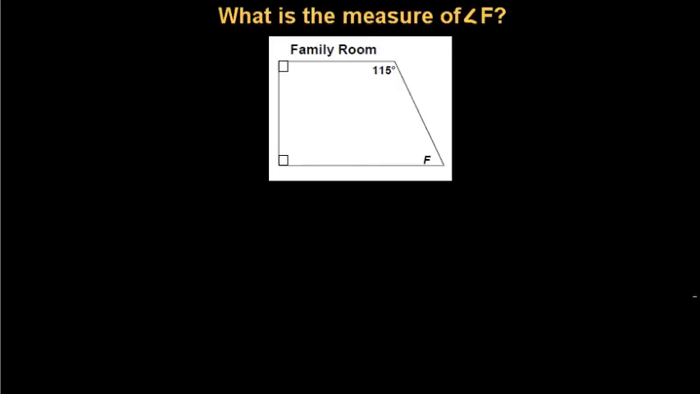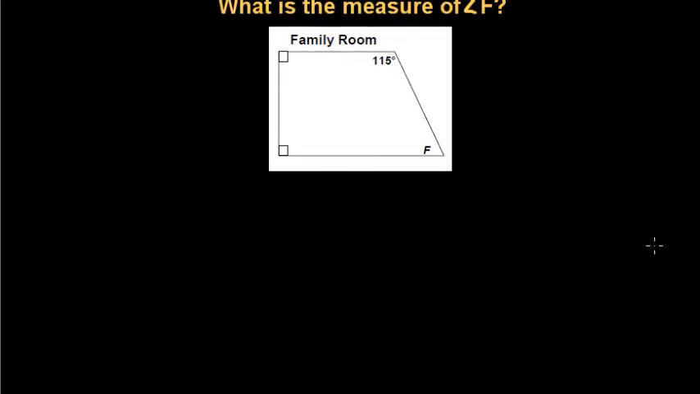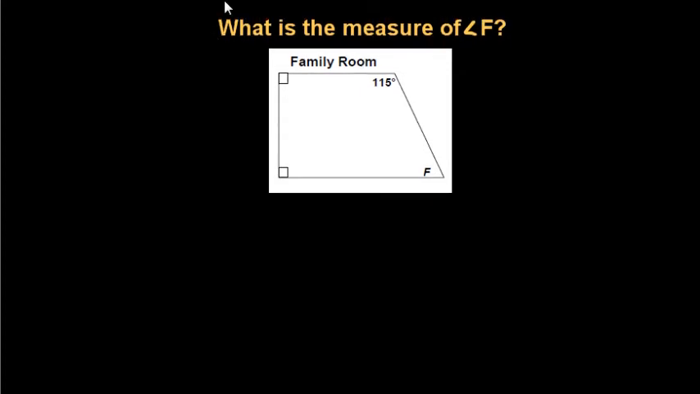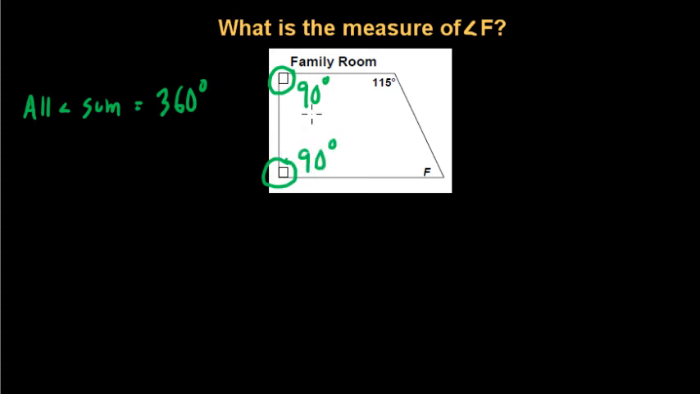We have to use what we know. So this is a quadrilateral. So we know that if I take all the angles added up, so the sum, equals 360 degrees. We also know that this symbol right here means 90 degrees, and this symbol right here means 90 degrees. So if I just add up these 3 angles and I take it away from 360, I'll be able to find F.